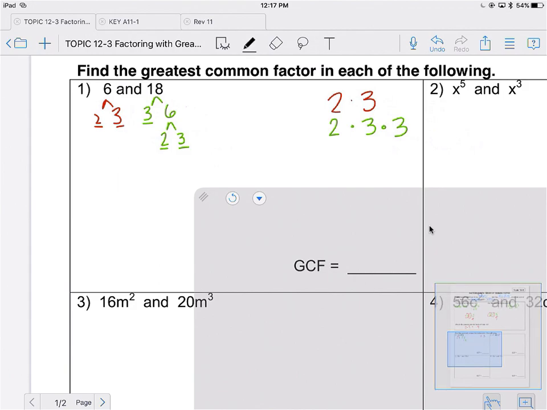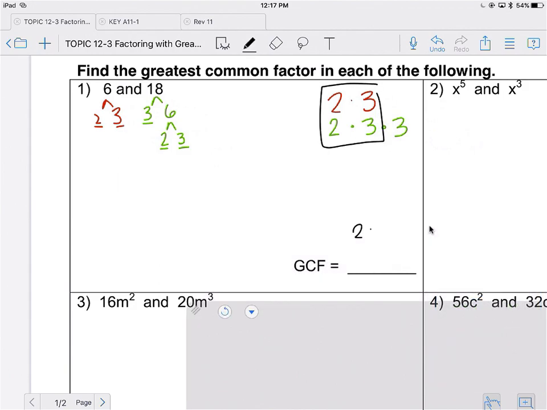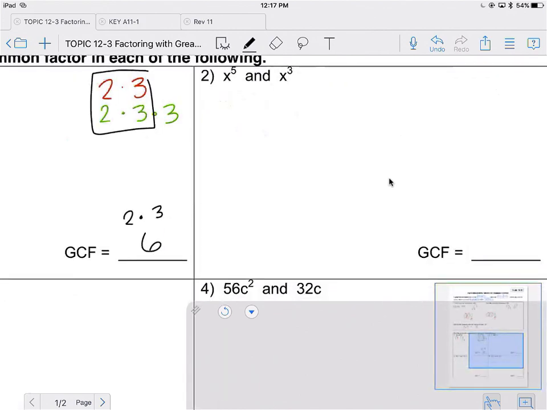If I line them up this way, I am looking for what they share. They share a 2 and a 3, so they share a 6. 6 is divisible by 6. 18 is divisible by 6. So my GCF, the biggest number that I can take out of both, is 6. Note, I can't take out anything bigger than what I have. So if somehow you got a 9, that wouldn't be possible because you can't take a 9 out of 6.